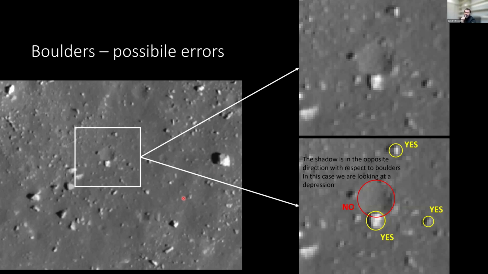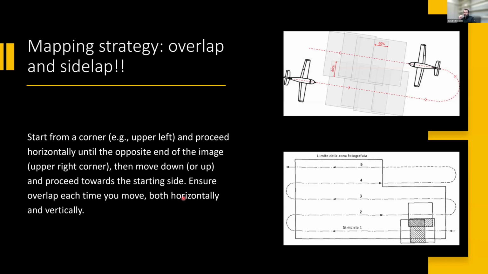I mean, these are the examples. Then I will move to QGIS. But just a last note: you want to be sure to cover all the area you want to map. How can you do that? You have to adopt a strategy that ensures you do not forget any areas outside your mapping project.